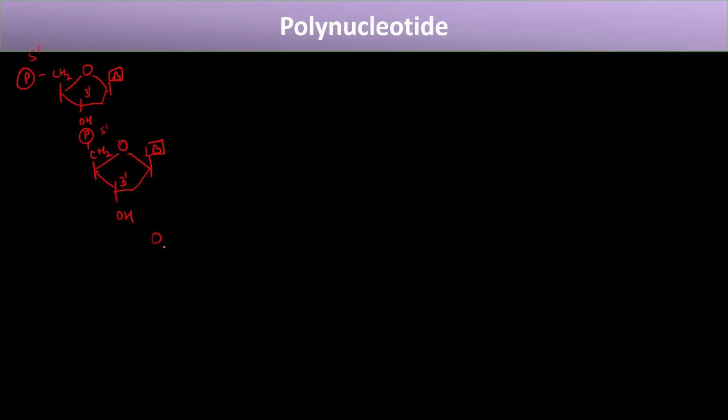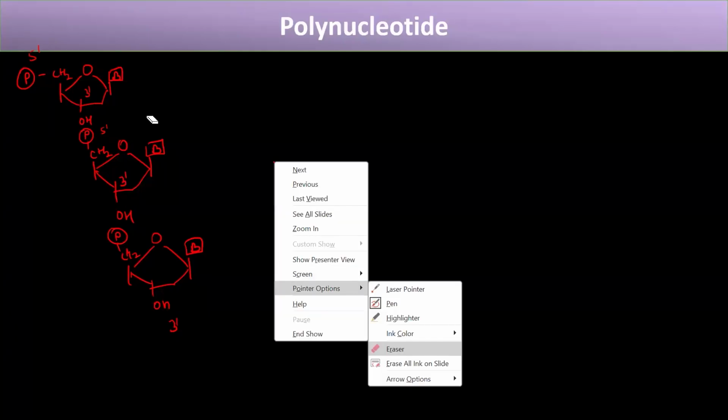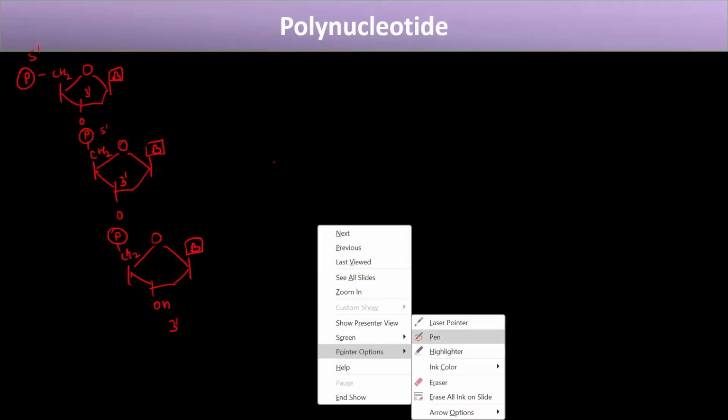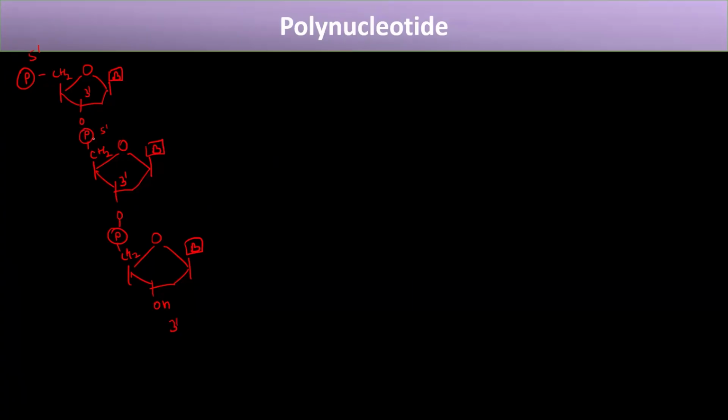Then again, the third nucleotide will come, and this will be arranged in a similar fashion. Here will be the base, CH2, P, where I'm representing phosphate by P, and then you will have OH, and likewise. So this is a 3 prime, this is a 5 prime. Now, what will they do? They will link together and form a bond, and this bond formation will lead to the release of a water molecule, right? The H will be removed, and this bond will be formed. So this is how the polynucleotide will be formed.